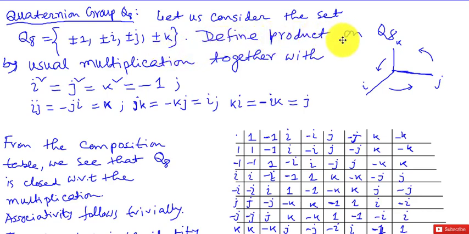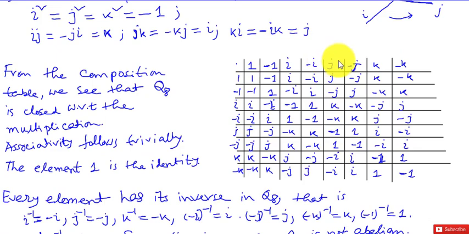Define product on Q8 by usual multiplication together with i square is equal to j square is equal to k square is equal to minus 1, ij is equal to minus ji is equal to k, jk is equal to minus kj is equal to i, ki is equal to minus ik is equal to j. This is the composition table.